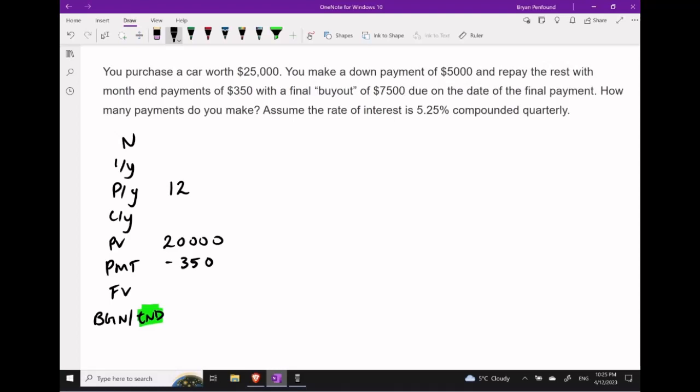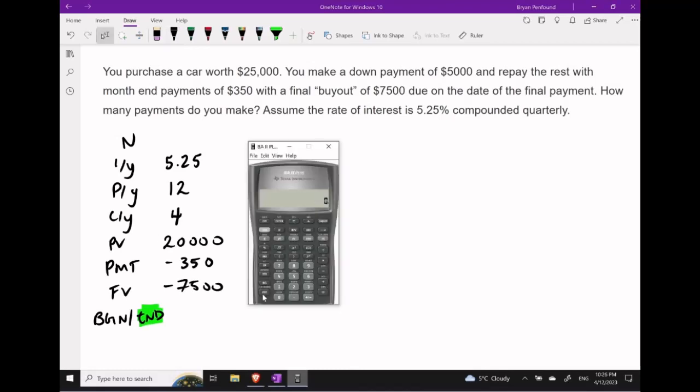Looking at our interest rate, we have an interest rate of 5.25% compounded quarterly. The last thing we need to do is to determine how to deal with this final buyout. This final buyout is going to go in as a future value, and it's going to be how much is going to be left owing on this particular annuity. With our calculator set into N mode, we should be ready to go.